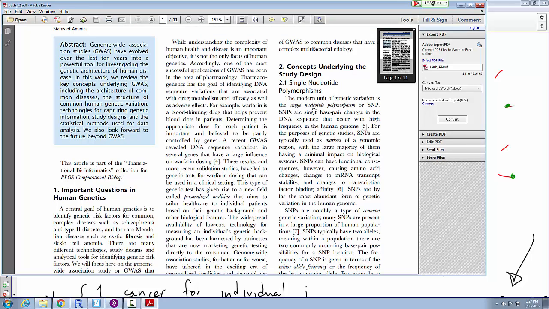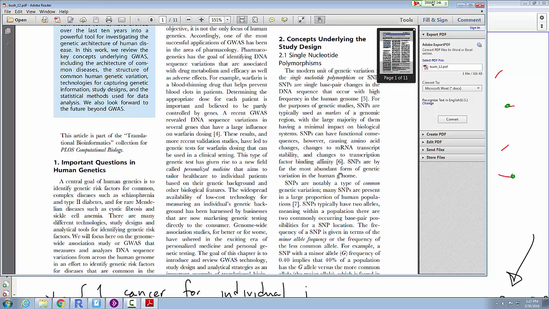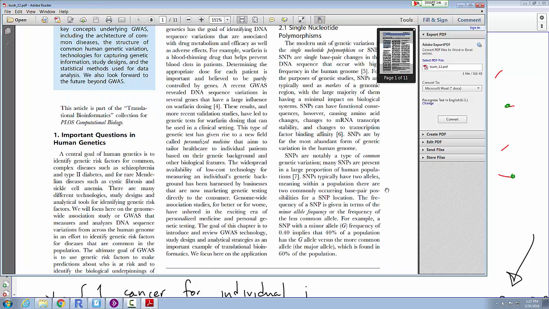Section 2 mentions SNP, single nucleotide polymorphism. If you want to read more detail about what SNPs are, they are by far the most abundant form of genetic variation in the human genome. So SNPs are arguably the basic unit of observation now.